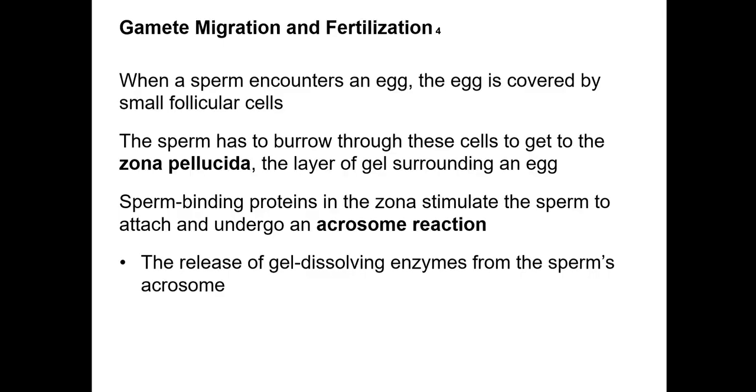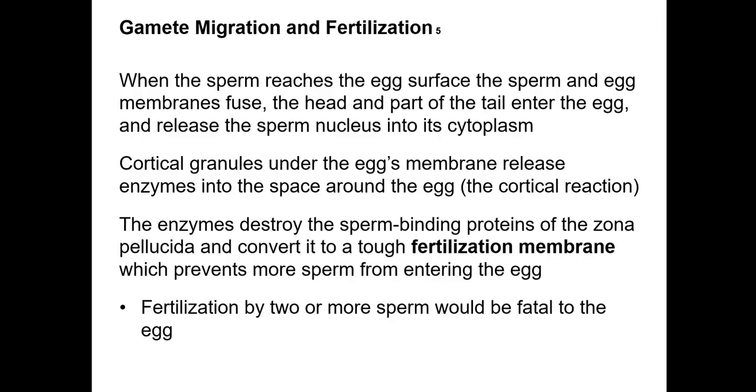Now, once a sperm cell encounters the egg cell, or the secondary oocyte, we know that that egg cell is going to be covered by some follicular cells, and so the sperm will have to burrow through these cells in order to get to the zona pellucida. And so this is a layer of gel-like material that surrounds the egg, and once it comes into contact with that, there are some proteins in the zona pellucida that will stimulate the sperm to attach to that membrane and then undergo what's called an acrosome reaction. So this is where the sperm cell will release some gel-dissolving enzymes from the acrosome, and that will help dissolve that gel membrane around the egg to allow the head of the sperm to be able to enter into that secondary oocyte.